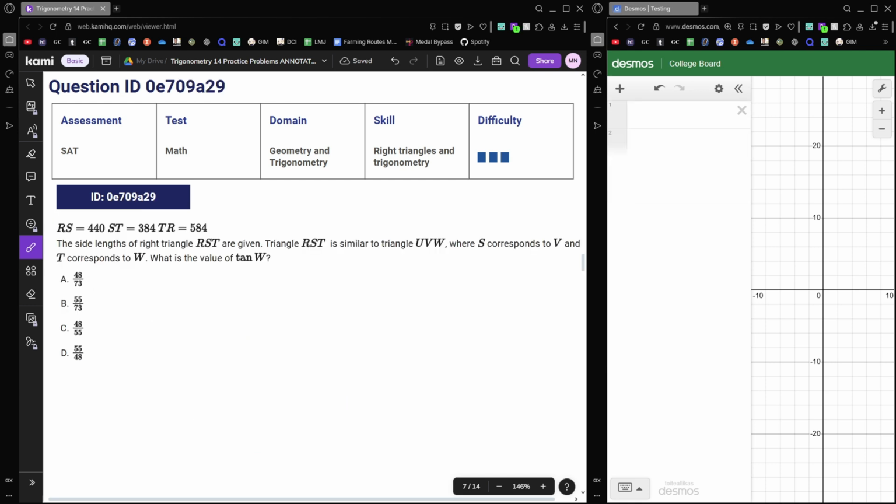Question number 7. The side lengths of right triangle RST are given. RS is equal to 440, ST is equal to 384, and TR is equal to 584. Triangle RST is similar to triangle UVW, where S corresponds to V and T corresponds to W.